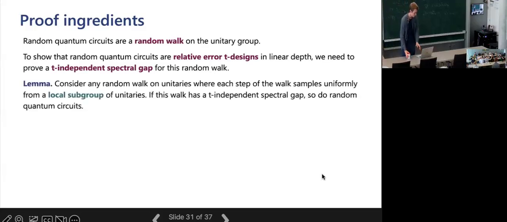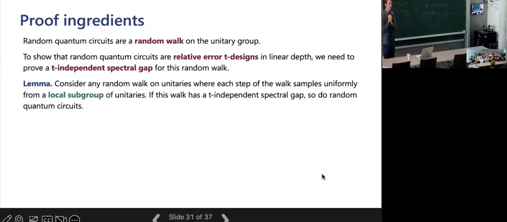Okay, how do we prove it? Firstly, we reduce the random quantum circuits problem to a different problem. What we prove is that if you take any random walk on the unitaries with a special structure, where each step of the random walk samples uniformly from what we call a local subgroup, some subgroup of the unitaries that only acts on a constant number of qubits, then a t-independent spectral gap for this random walk implies a spectral gap for the random quantum circuits.